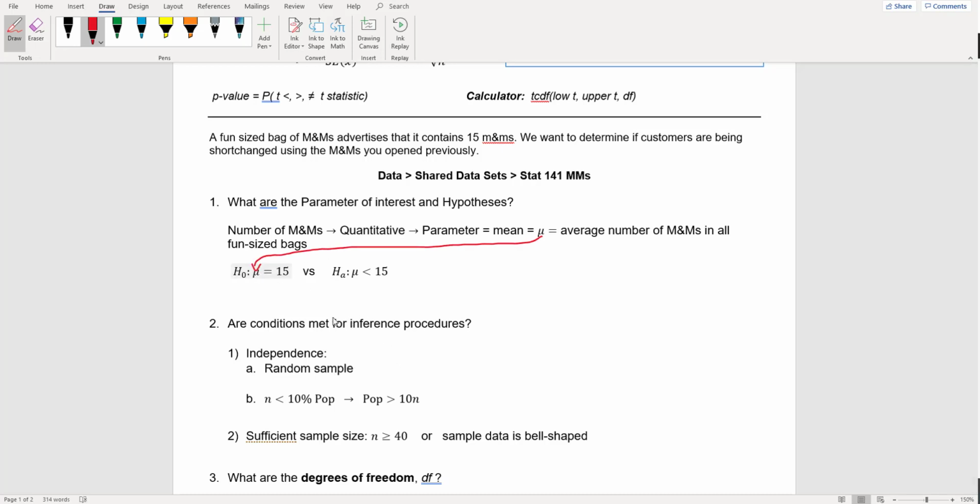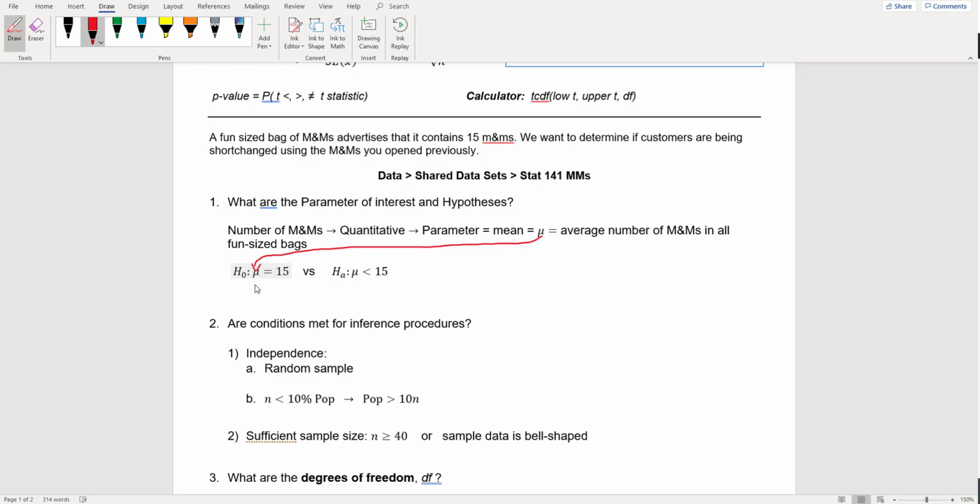And then we'll do the same thing for the alternative hypothesis. Same parameter, mu, same number, 15, those don't change. What sign goes in the middle is going to depend on the question we're trying to answer. We want to determine if customers are being shortchanged, meaning that the average is less than the 15 that they advertise. So we're just going to change this equal to sign to a less than sign.